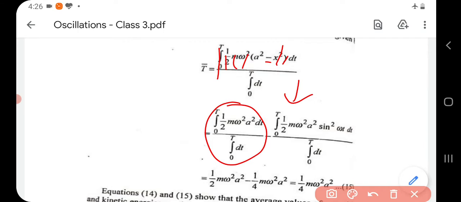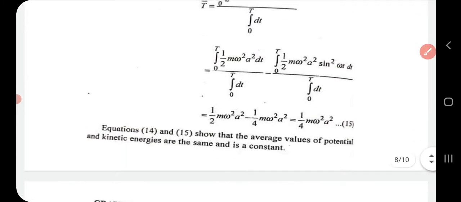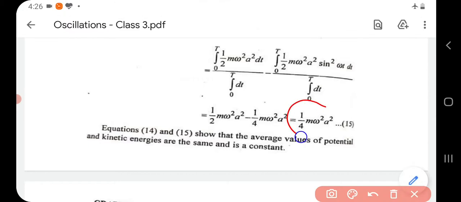In place of x, as before, you just substitute a sin omega t. So since it is x square, it will be a square sin square omega t. Now on simplifying, you will get this also as 1 by 4 m omega square a square. That is the average value of kinetic energy T bar, and the average value of potential energy U bar is found to be the same. That is 1 by 4 m omega square a square. And it is a constant also because it does not involve the displacement term x.